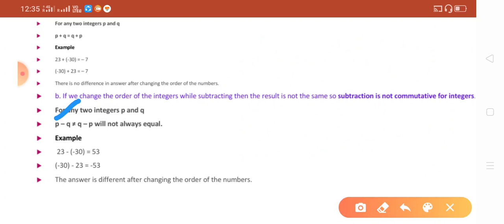As we know, p minus q is not equal to q minus p, so we can say that subtraction is not commutative for integers. We have closure property. Closure property is what? If the two numbers are integers, the answer is also an integer. That is closure property. Commutative property means if you change the order, first position to second, second to first, the answer is same. That is commutative property. But subtraction is not showing commutative property.